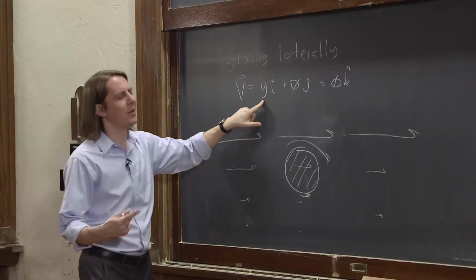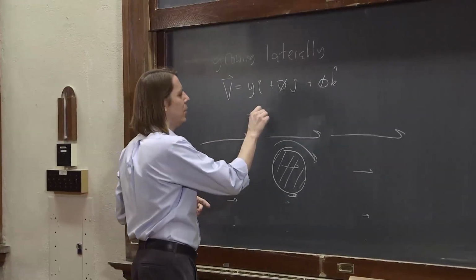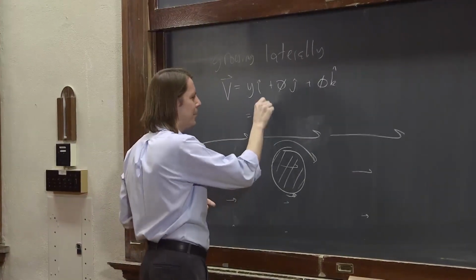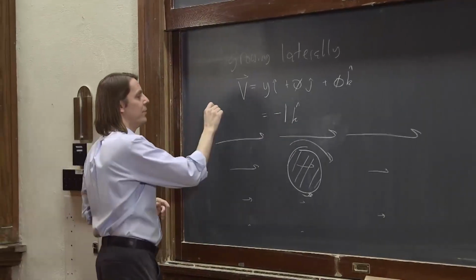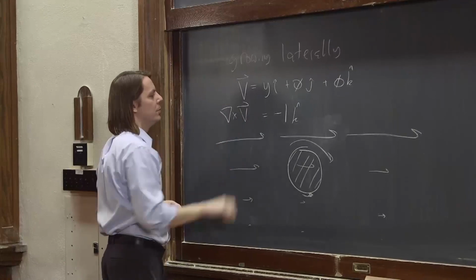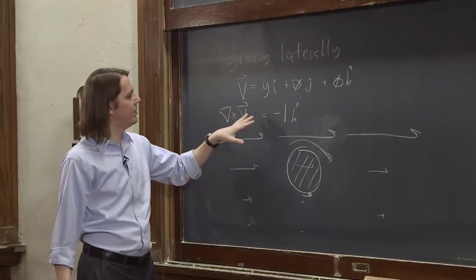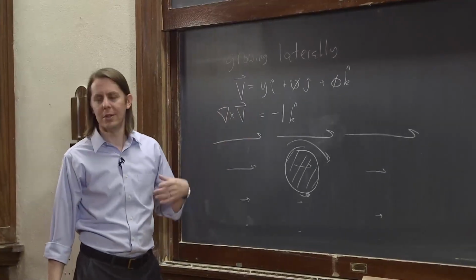And that shows up second in the list, so it's -1 is the answer in the k-hat direction. Because curls are vectors, right? So it's a cross product. So in this case, del cross v, the curl of v, is -1 in the k-hat direction.